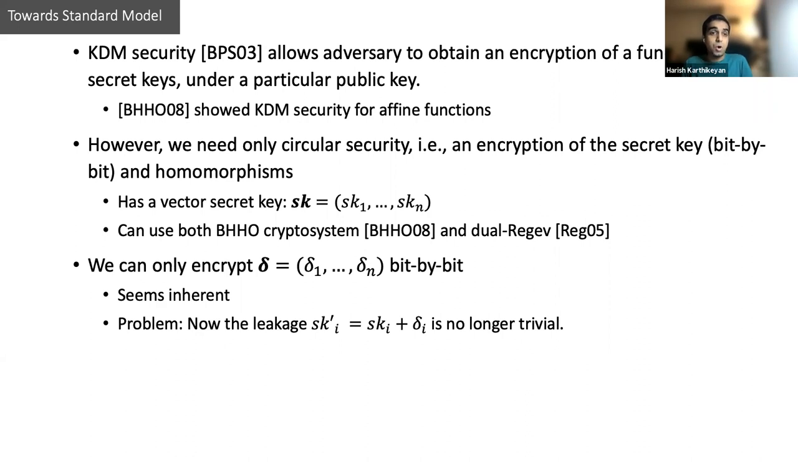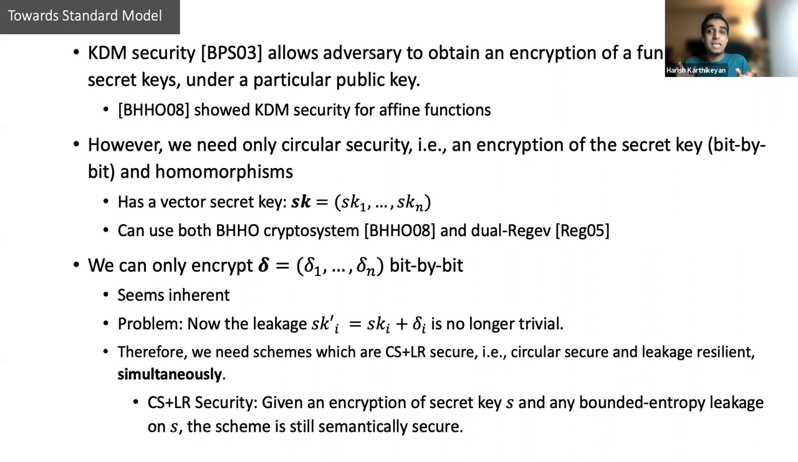And so what we need is some kind of simultaneous circular security and leakage resilience. What is circular security and leakage resilience security? It is that given an encryption of the secret key S and any bounded entropy leakage on S, the scheme is still semantically secure.